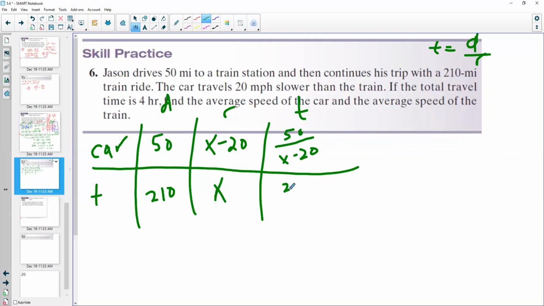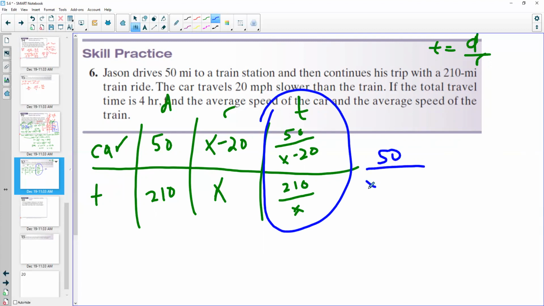And 50 over x minus 20, and then 210 over x. These two things together make up the total time, and the total time is 4 hours. So 50 over x minus 20 plus 210 over x equals 4. From here, you need to do the math, okay?